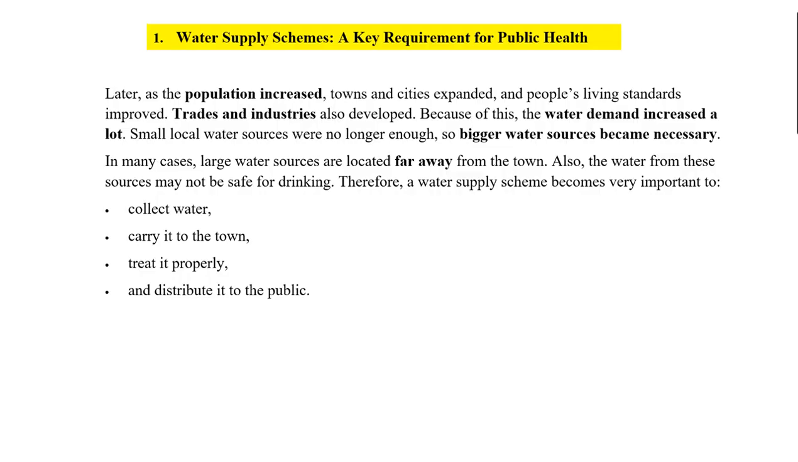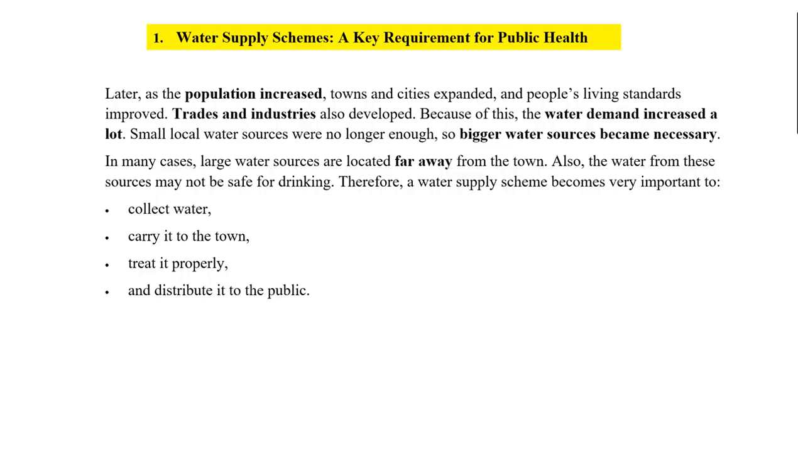Later, as the population increased, towns and cities expanded and people's living standards improved. Trade and industries also developed. Because of this, water demand increased a lot. Small local water sources were no longer enough, so bigger water resources became necessary.